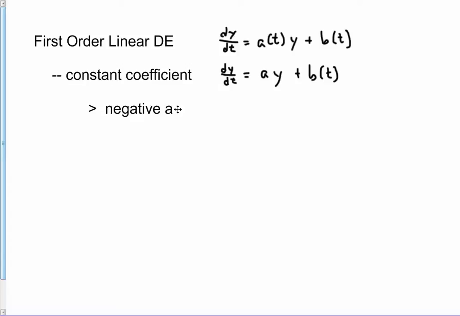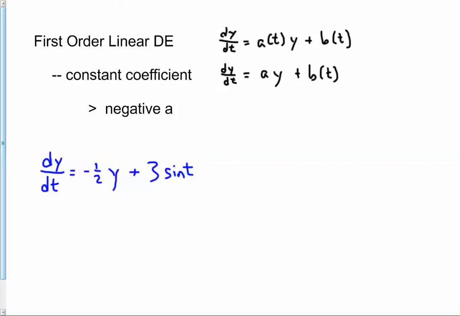And something a little bit interesting happens when we have that situation, when we have a constant coefficient linear differential equation and the constant is a negative number. I'll explain this through an example. So here's such a differential equation. See, our a is -1/2.